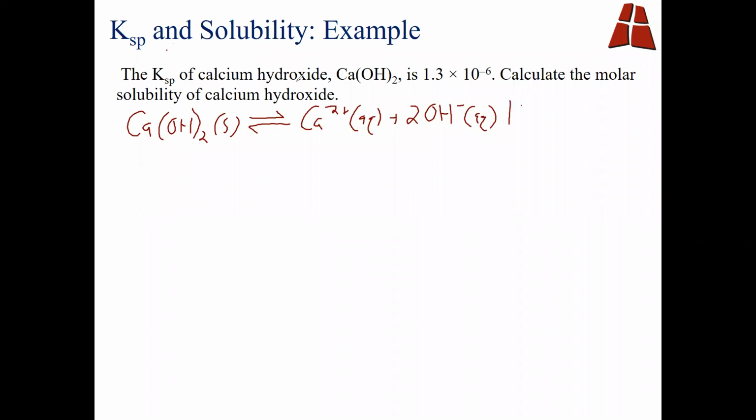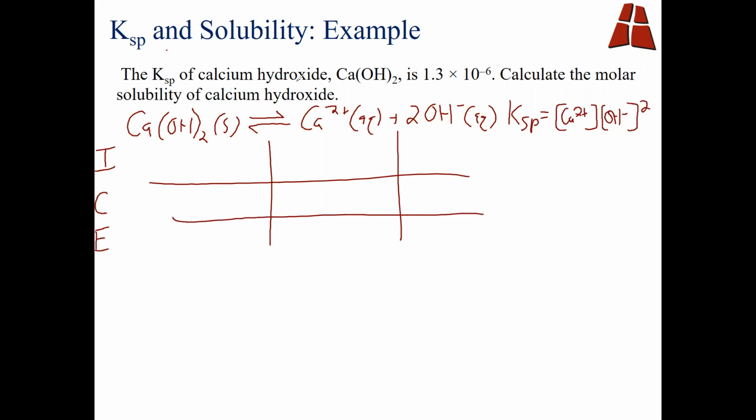So if we write our Ksp, that is going to be equal to products over reactants, and our reactants are solids. We don't need to include those. So Ksp is going to be equal to calcium 2+ to the 1st power times hydroxide squared, right? And since this is an equilibrium problem, we can solve this using an ICE chart, our favorite. So if we write ICE on the side, build our chart here, then we can fill in our squares.